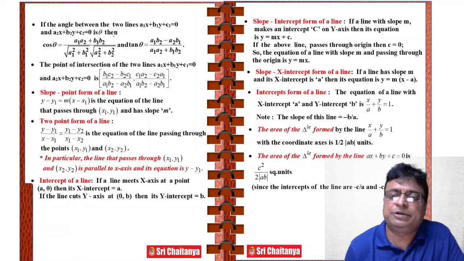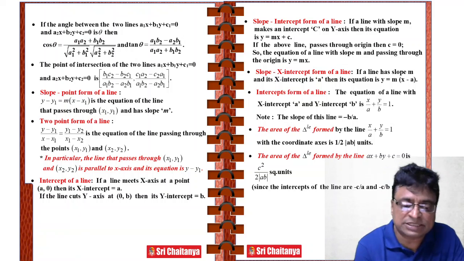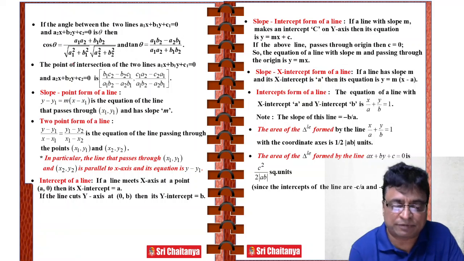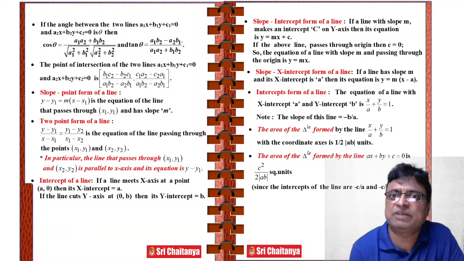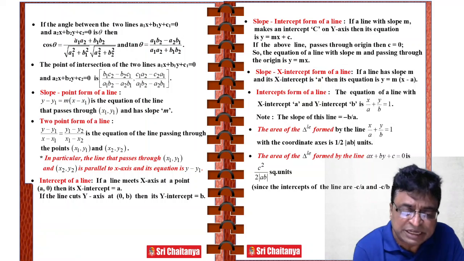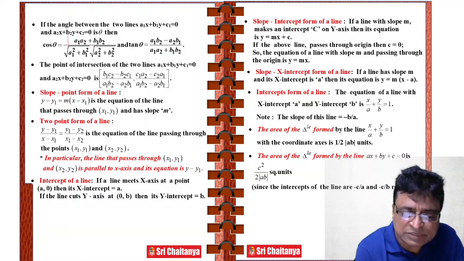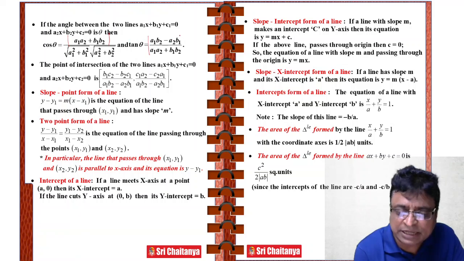a1x plus b1y plus c1 equal to 0 and a2x plus b2y plus c2 equal to 0. If the angle is theta, then the cos theta formula is (a1a2 plus b1b2) by root of (a1 square plus b1 square) into (a2 square plus b2 square), and the tan theta formula is (a1b2 minus a2b1) by (a1a2 plus b1b2). If theta is acute, you can take that as modulus.